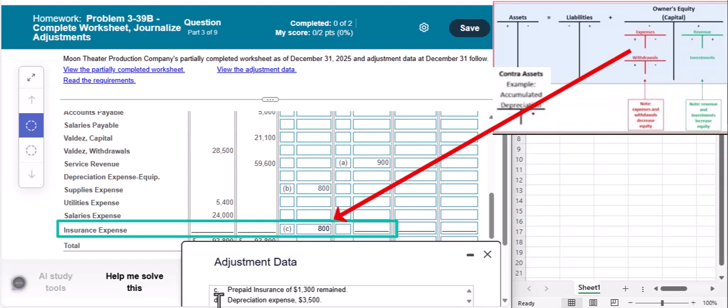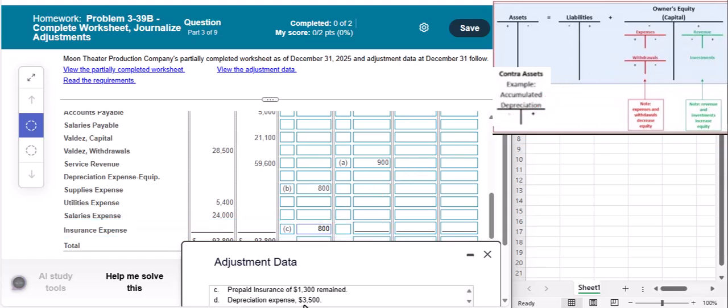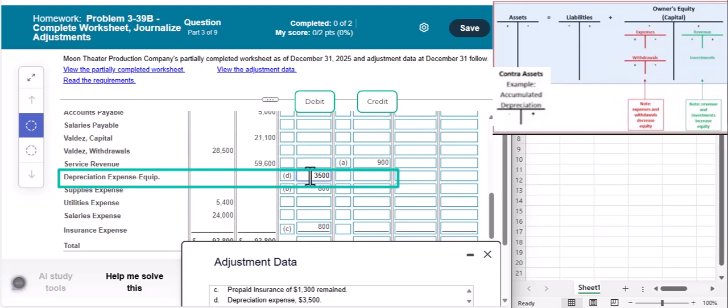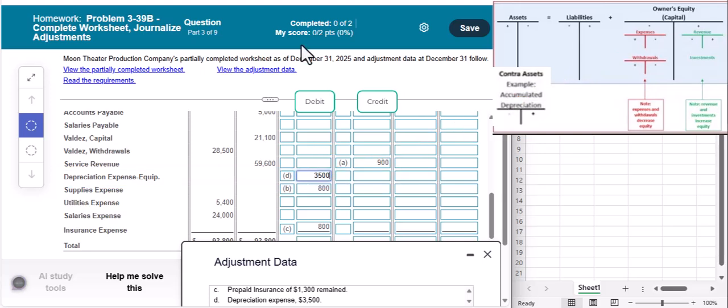And then next up for D, we have depreciation expense for 3,500. So it's already in the title of that adjustment, but depreciation expense here on equipment, that is increasing by 3,500. So we're going to go ahead and put D and then increase our depreciation expense by 3,500 as a debit, because again, expenses increase on the debit side. And then the other account, our credit account, is going to be, as always, an accumulated depreciation account.